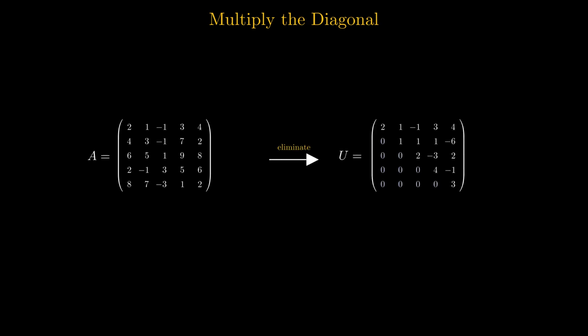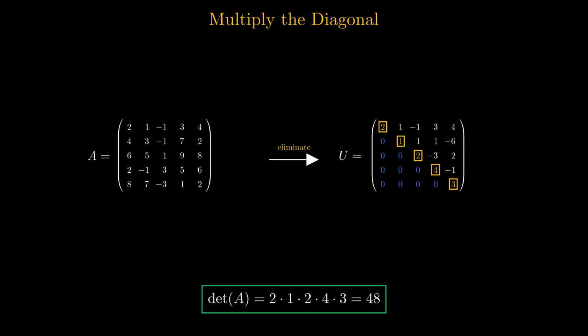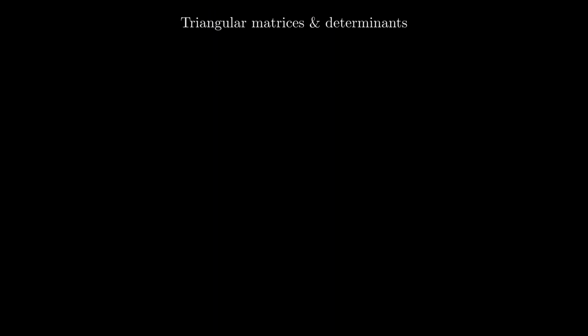Here's the idea. Elimination converts any matrix into upper triangular form. Then you simply multiply the diagonal entries. That product is your determinant. And let's see why this works and build a complete algorithm for any matrix. It starts with one key fact about triangular matrices.